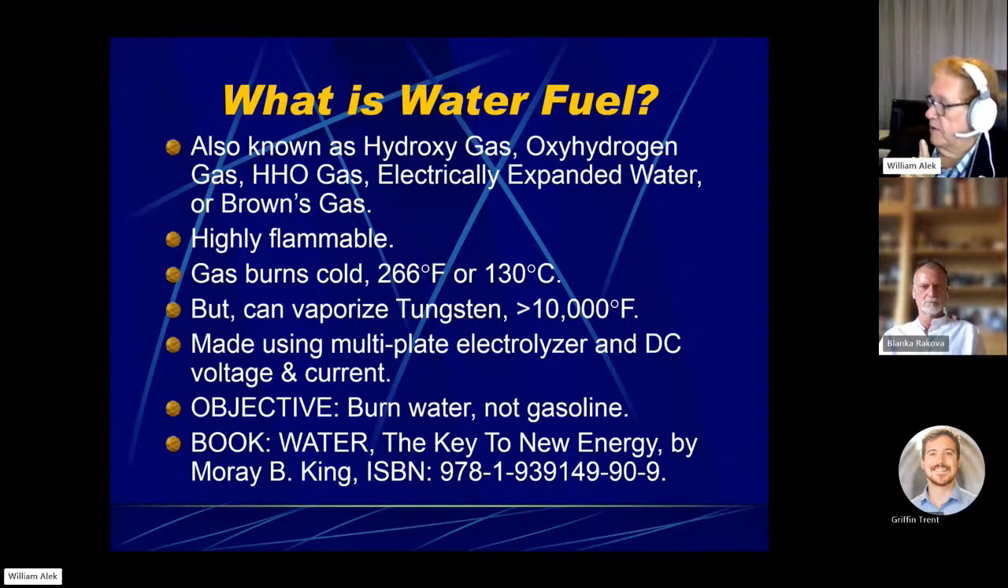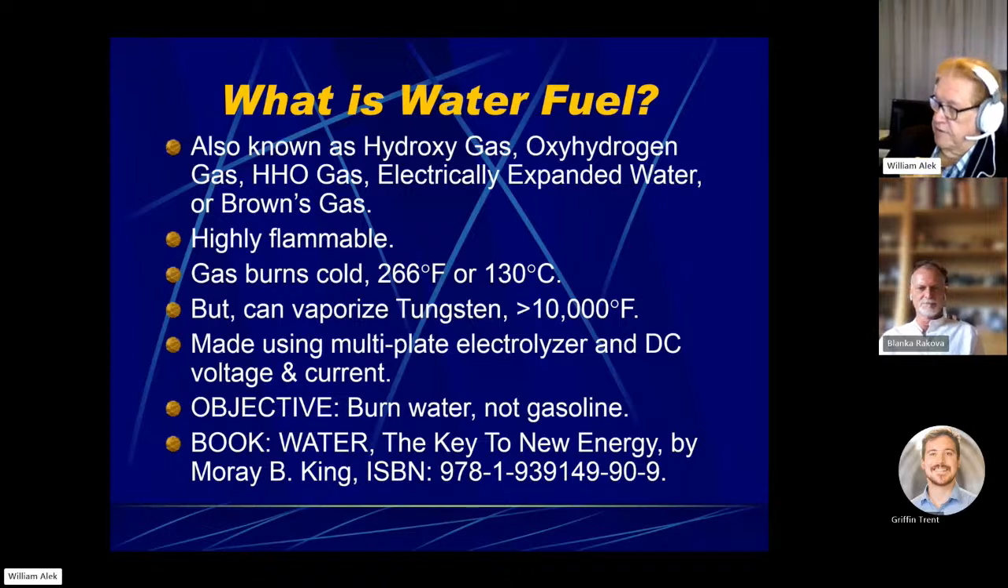But here's the amazing thing about it. It can vaporize tungsten, and tungsten won't melt until you reach about 10,000 degrees Fahrenheit, okay? But it can vaporize tungsten. Well, how can it do that? How can this gas burning cold, okay, vaporize tungsten? Well, it's electric. It's an electric flame, is what that is. Okay, so we have a multi-plate electrolyzer and a DC voltage and current, and that's exactly what Stanley was doing.